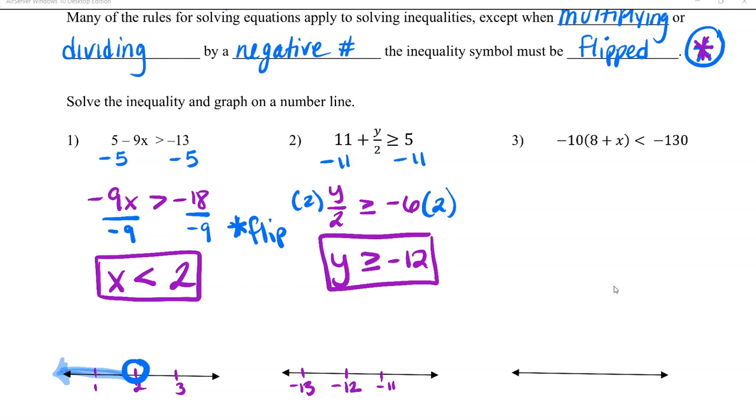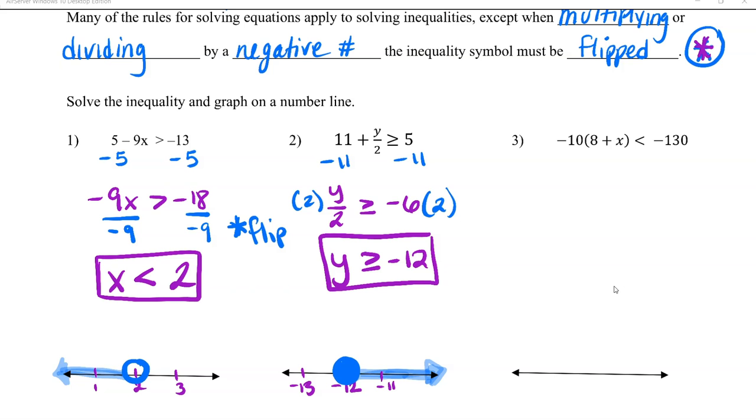Negative 12, that value is included in the possible solution set because y can equal negative 12. So we want a filled in circle. And we want to shade to the right, all values greater than or equal to negative 12.